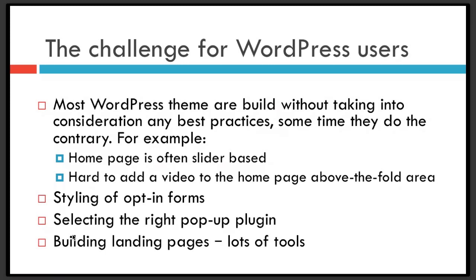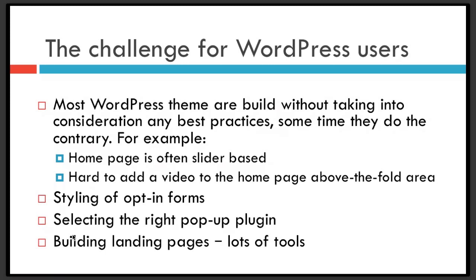This is a list of my observations of what the challenge is with a lot of the WordPress themes that are out there. From what I have seen, most of the WordPress themes are built without taking into consideration the best practices in regards to what needs to be on a homepage, what will make a homepage conversion optimized, meaning that people that come actually do what you want them to do. When a business owner wants to do some list building and integrate with an email marketing system, styling of opt-in forms is really hard.